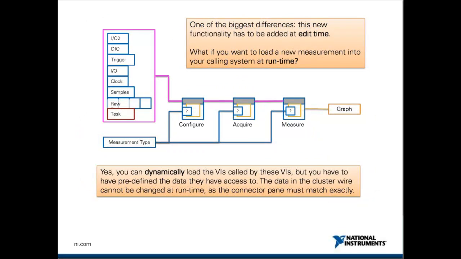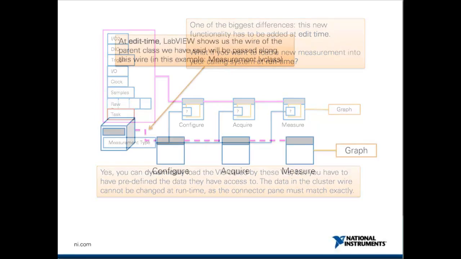Another very big difference between OOP and functional programming is how flexible a calling framework can be. So if we want to be able to add a new measurement to the functional code shown here, we need to do so at edit time. But with classes, we can actually add a new object at runtime. We can even load a new object into memory after execution has begun.